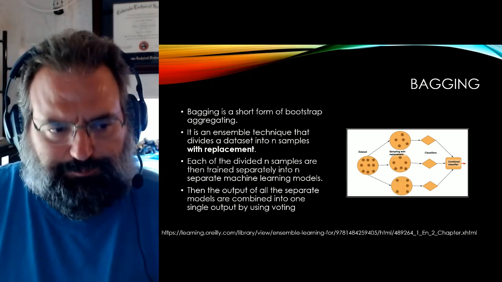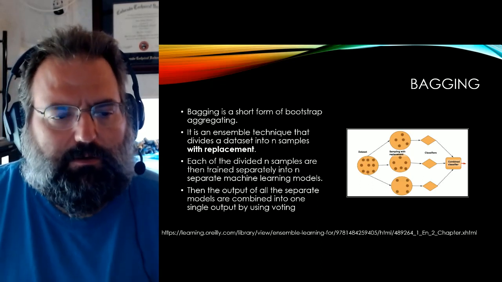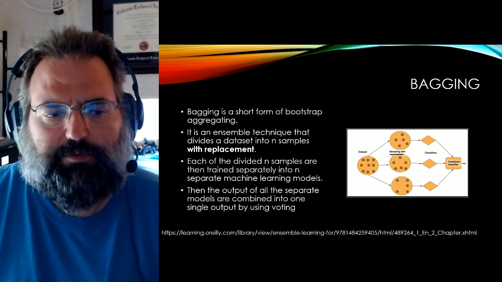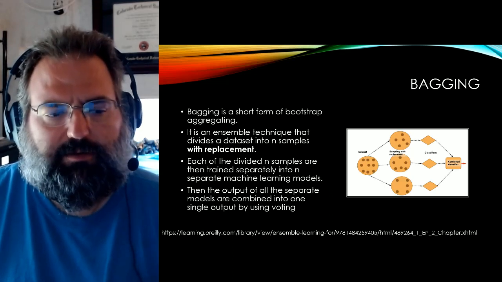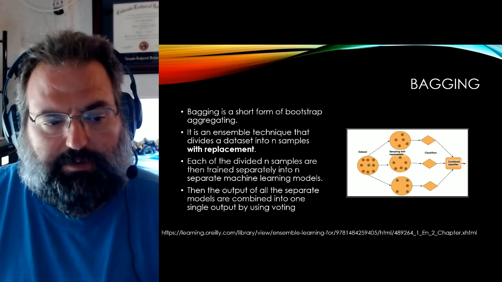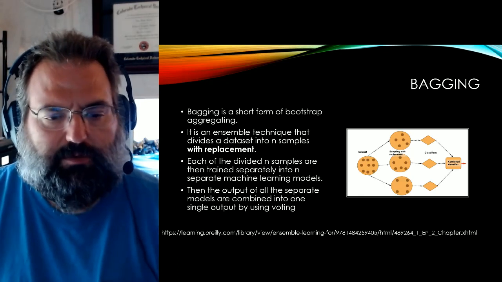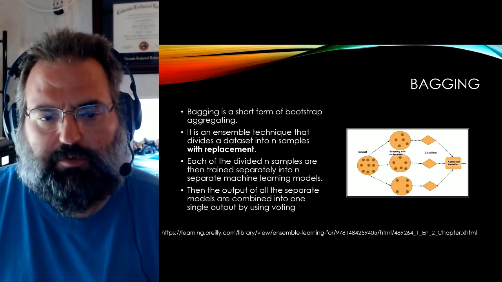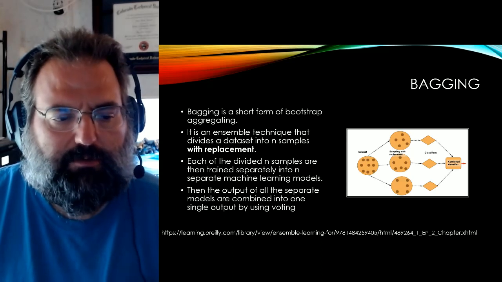But bagging is very much about this bootstrap aggregation, and that's a pretty descriptive term for it. It is an ensemble technique that takes your data set and essentially samples it n times with replacement. Within each one of those n samples, they're trained separately on different machine learning models. And then, whenever you're running something through, you essentially vote. So if you've got three classifiers that have been trained and two of the three agree, then you go with the two. You basically vote to determine the outcome.